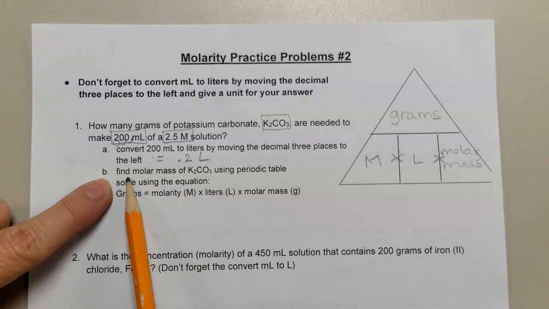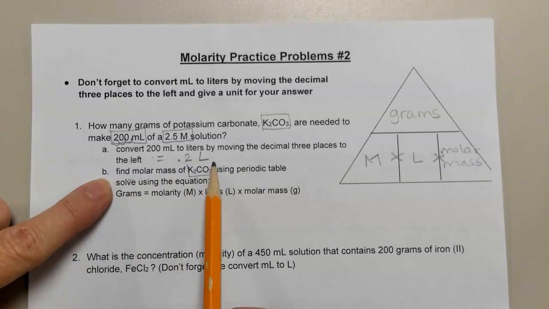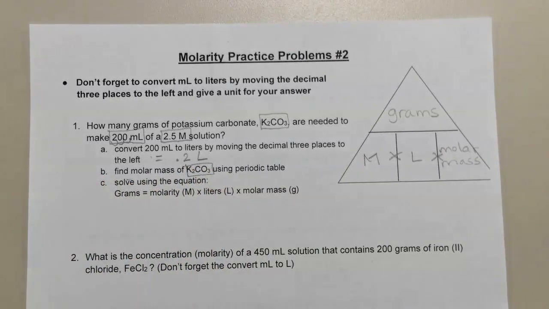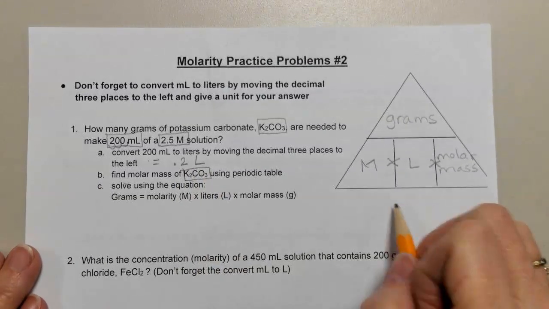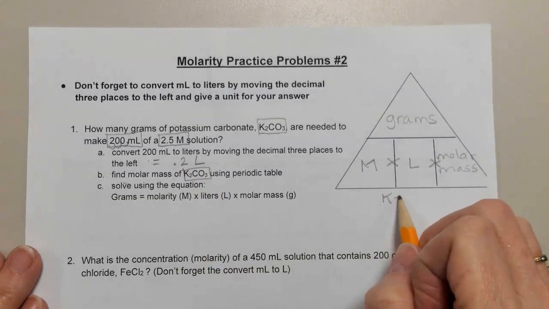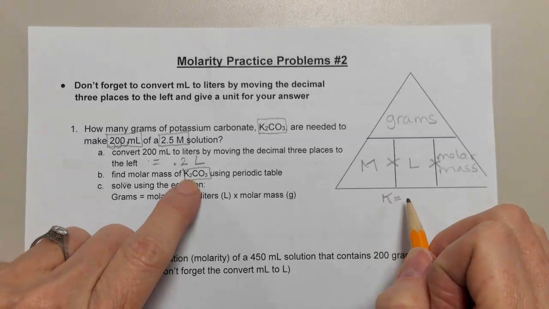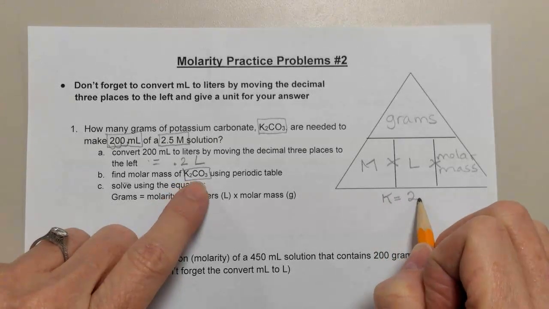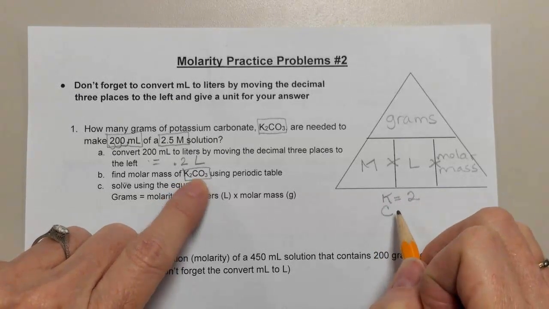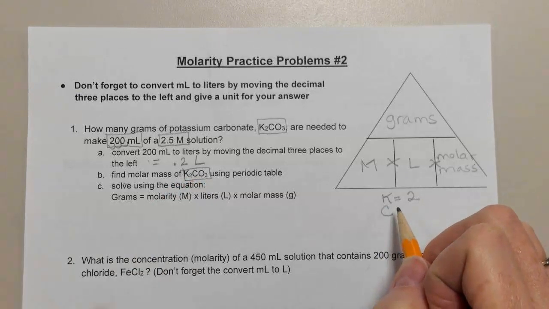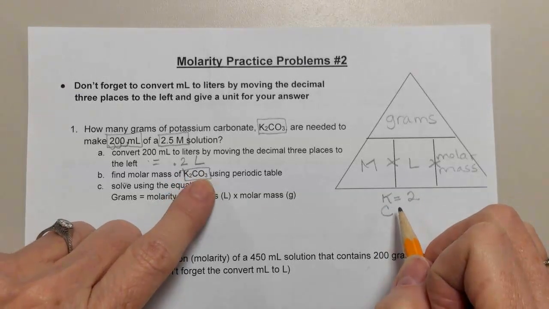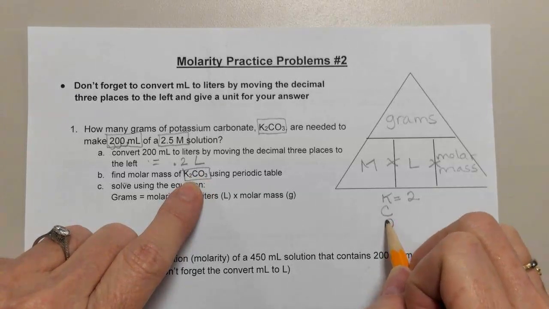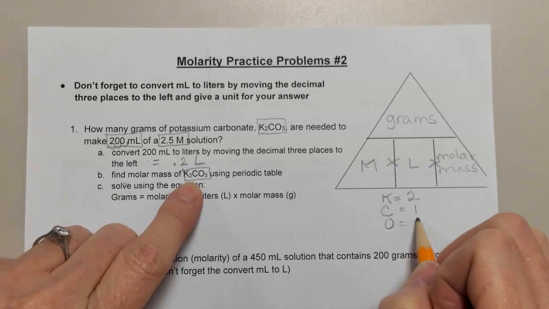Second, I want to find the molar mass of this potassium carbonate. Let's recall how to do that. I've got potassium. How many potassium atoms do I have? 2. Then I've got carbon. That's not cobalt. Cobalt would be big C, little o. This is big C, big O. So that's 1 carbon and 3 oxygen.